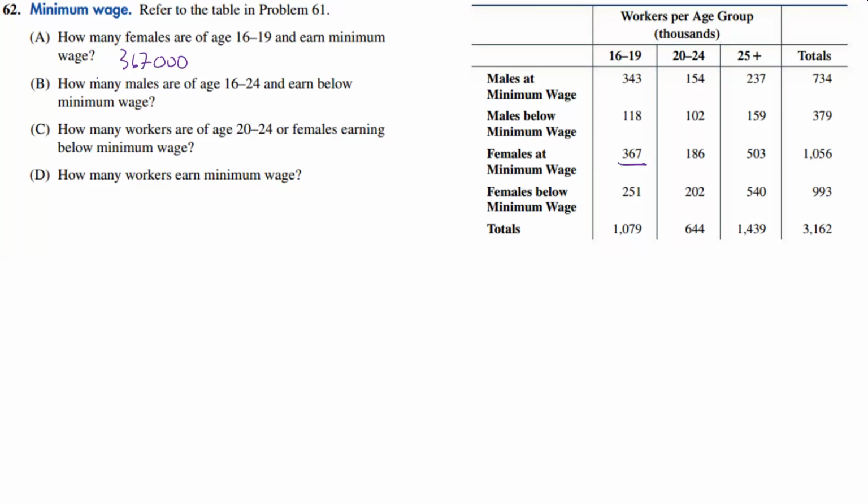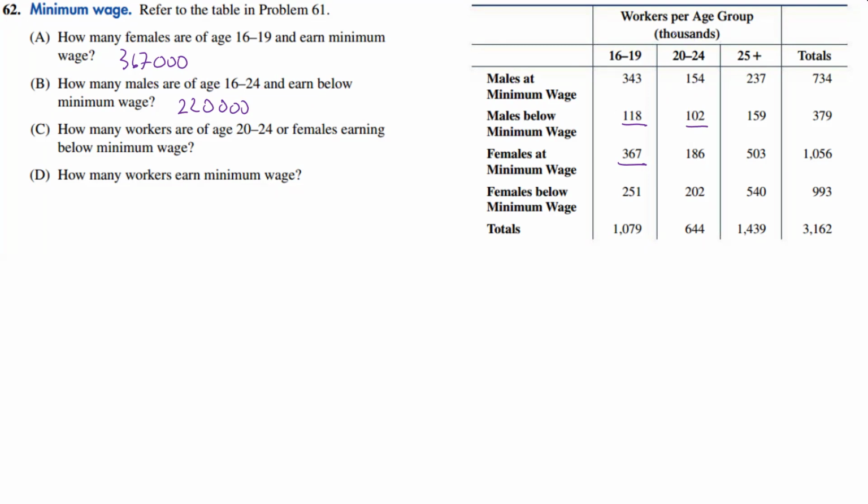females. Now, how many males are aged 16 to 24 and earn below minimum wage? Males below minimum wage, 16 to 24. So that one we're gonna have to add that plus that. So that's gonna be what? 220. So that's gonna be 220,000 because we're just gonna add those two together, get 220, and it's in thousands.